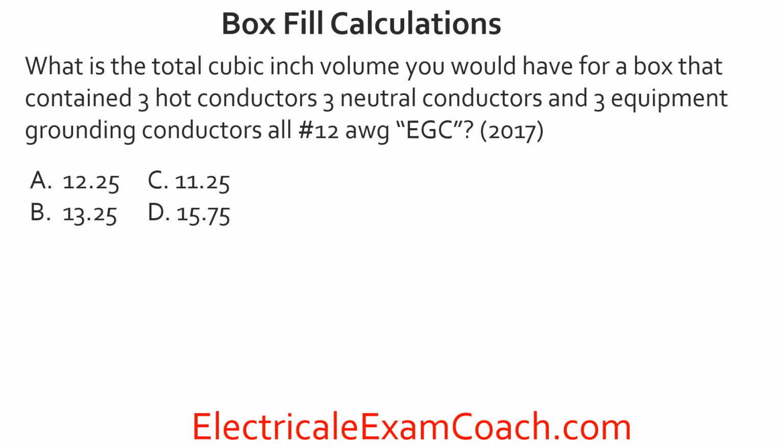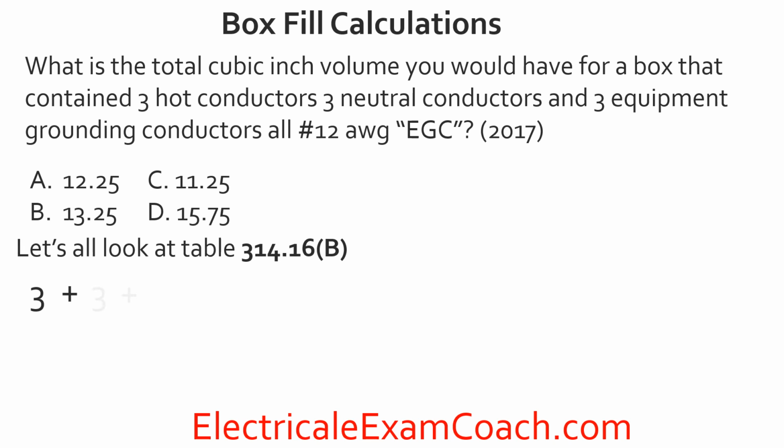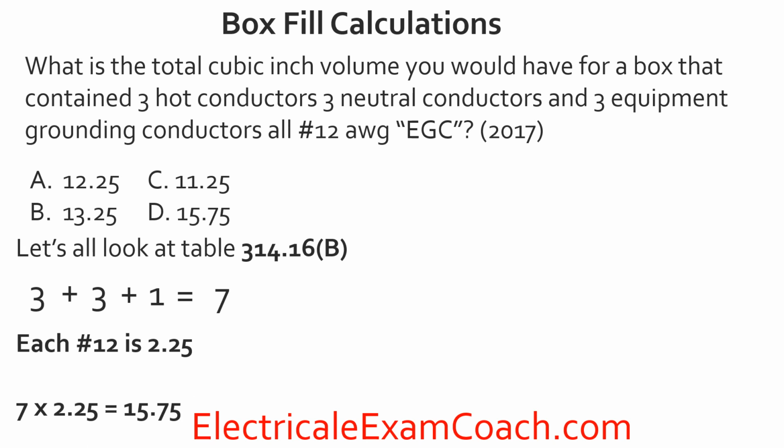Let's do one more quick practice for the 2017. We got 3 hots, 3 neutrals, and 3 equipment grounding conductors, all of the same size. We're going to take those 3 hots, the 3 neutrals, and then all of the equipment grounds count as 1 total based off the largest conductor that's in the box. That gives us 7. Now we bear our math out, end up with 15.75, and we select D.